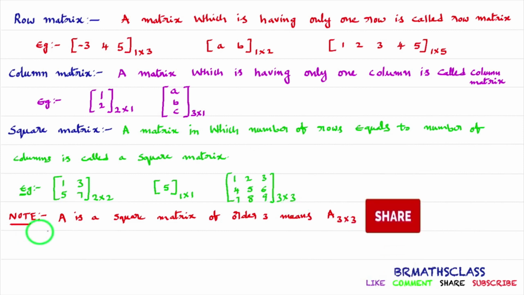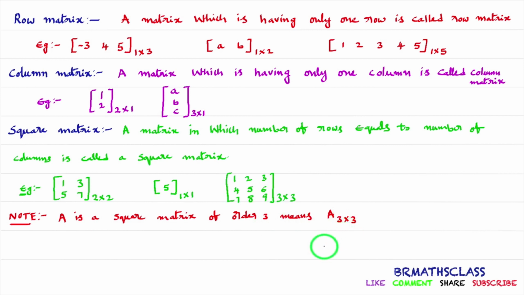One important note: A is a square matrix of order 3. What does it mean? It means the number of rows and number of columns are both equal to 3. For example, we can say this is a square matrix of order 2. Square matrix of order 2 means it contains 2 rows, 2 columns. This is square matrix of order 1. This is square matrix of order 3. We use this notation frequently while doing exercise problems. A is a square matrix of order 3 means this is a matrix of order 3 by 3.